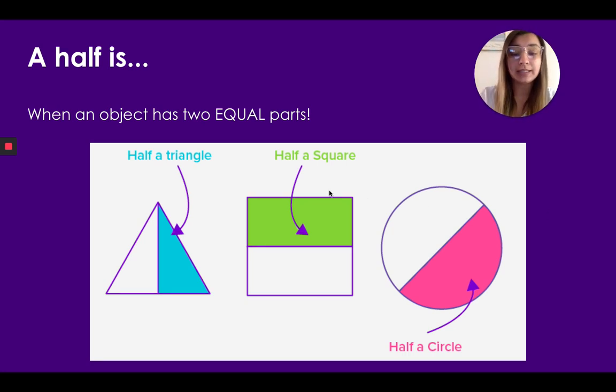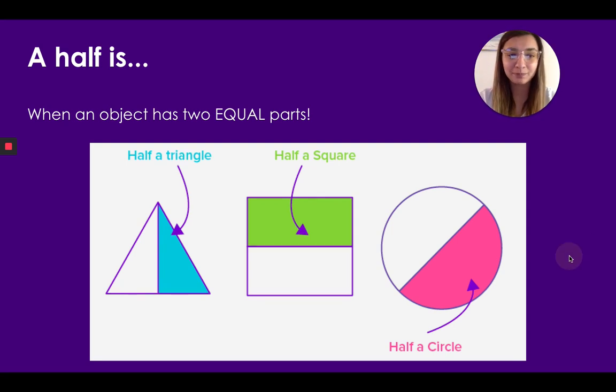So if you can see down here, I have three different shapes that show you a half. This one is a triangle. You see the line down the middle, and there are two parts that are equal. Same thing with the square. Same thing with the circle. Two parts that are equal. Very, very important to remember.